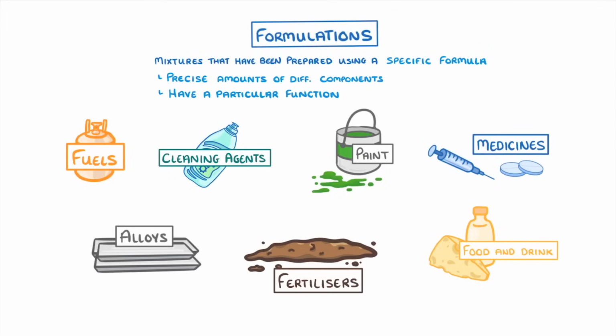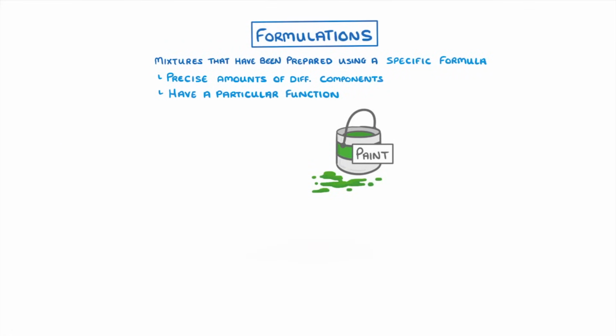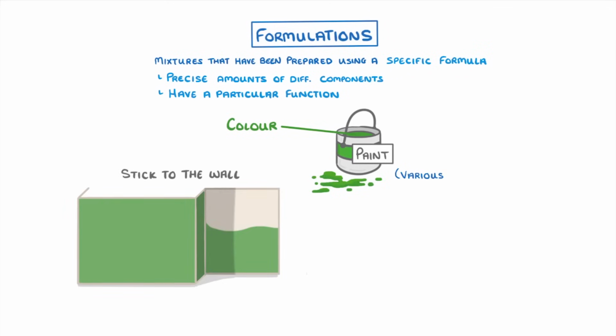The important feature of formulations is that the different components are always present in the same proportions, and each of the different components might contribute a different property. For example, if you're making some green paint, you'd need components that give it a green color, components that help it stick to the wall, and various other components, depending on the particular type of paint that you're trying to make. So once you've tried out a few different combinations and you get it right, that would be your formulation, which you could then use to make it over and over again, using that same formula.